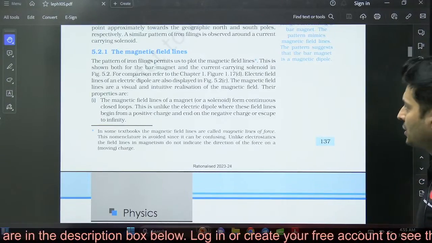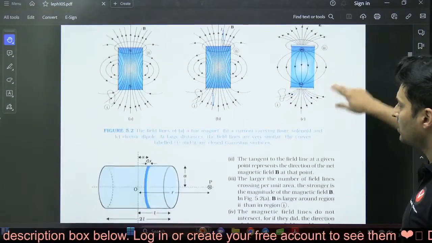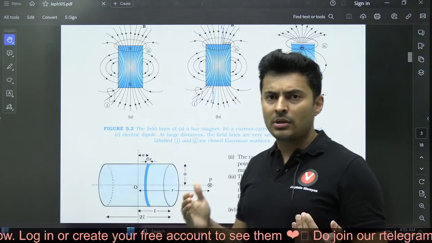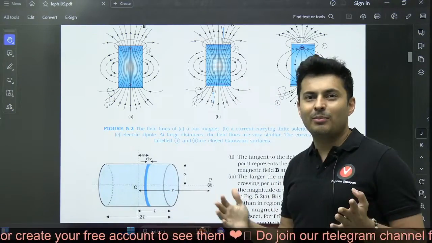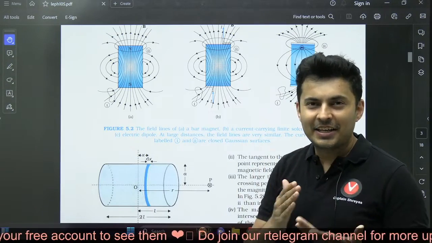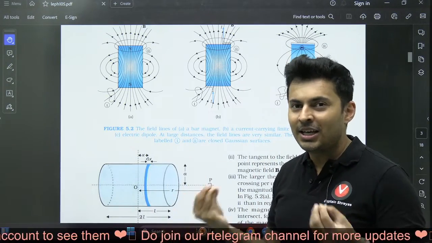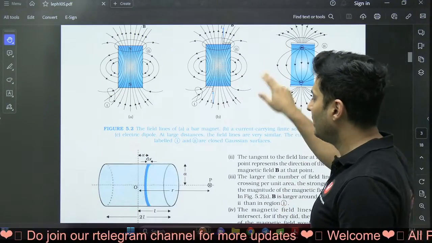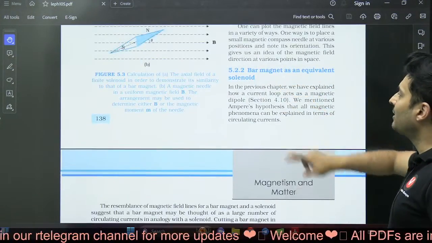A bar magnet is also like a dipole. It has two polarities, north and south. The difference is that you can never separate those polarities. Like in electricity, positive and negative are separate. Here you cannot separate them no matter how much you divide the magnet. The field lines in magnetism are continuous.